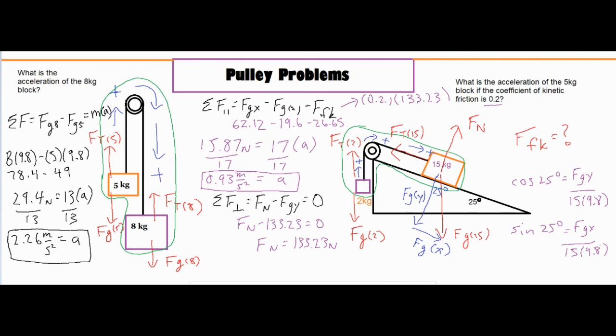All right, so I took my FGX, which is my parallel component from here, subtracted the FG of the 2 kilogram mass, and then subtracted the force of kinetic friction, and that left me with a net force of 15.87 newtons. I set that equal to a mass of 17 kilograms, because remember, it's not just the 15 kilogram mass moving, it's attached to the 2 kilograms, so the total mass of the system is 17 kilograms. So net force equals m times a, divide both sides by the mass, and that left me with an acceleration of 0.93 meters per second squared.